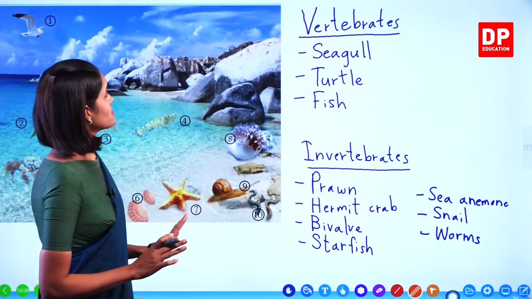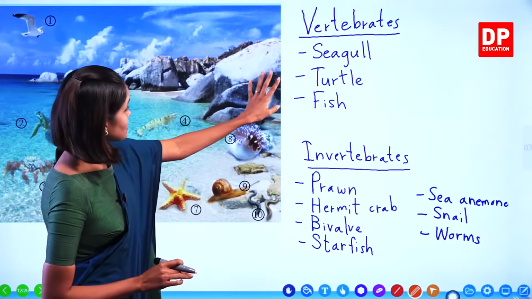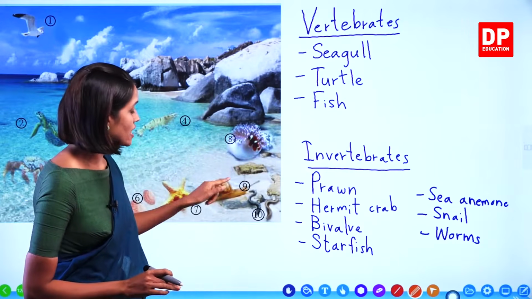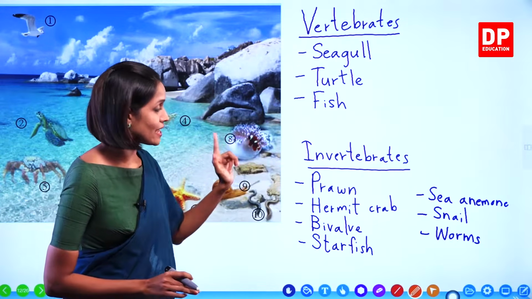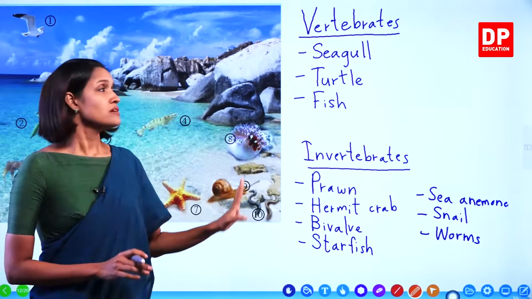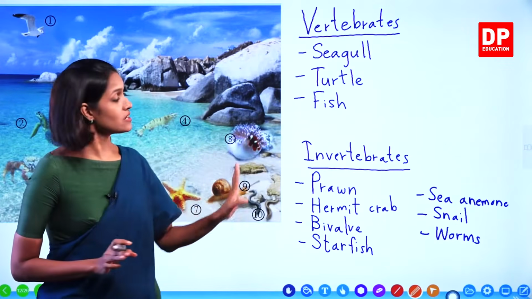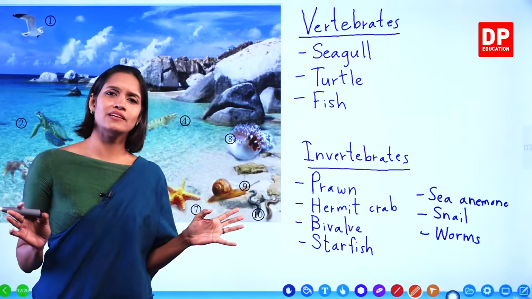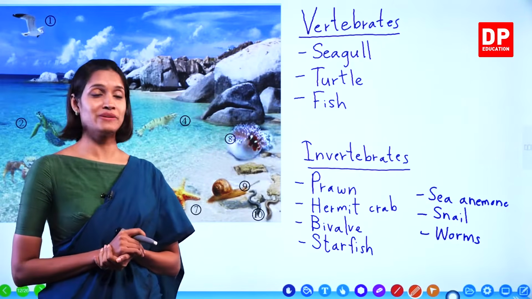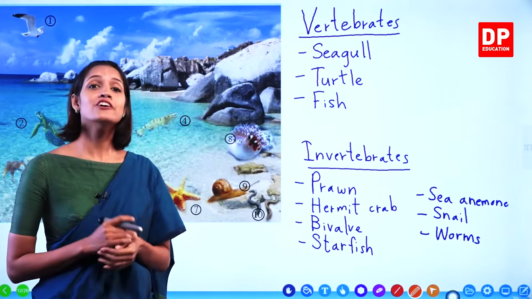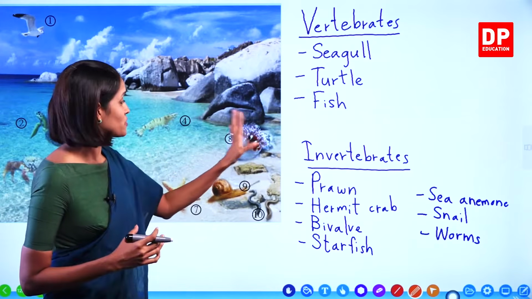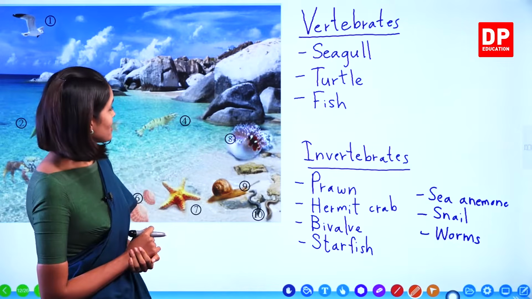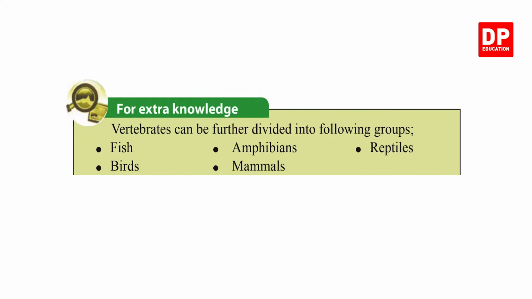Right. So vertebrates: seagull, turtle and fish. Invertebrates: prawn, hermit crab, bivalve, starfish, sea anemone, snail and worms. I'm sure some of you must have done this all right, but some of you must have not done this right. That's okay. This is your first time categorizing animals as vertebrates and invertebrates. So you can correct your mistakes after watching this one, and you can do other examples as well, okay? I hope this part is clear now.